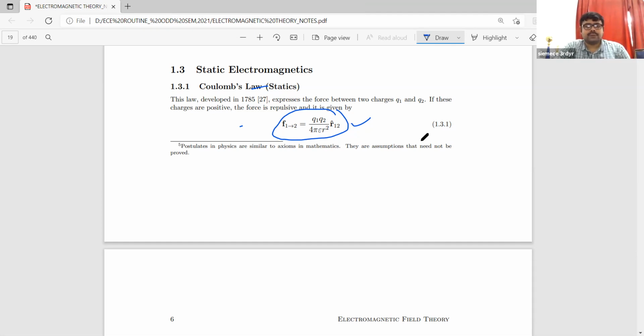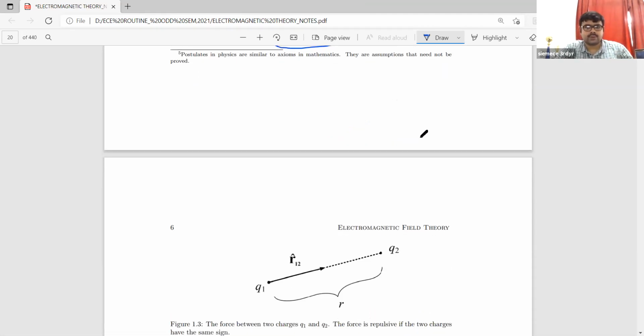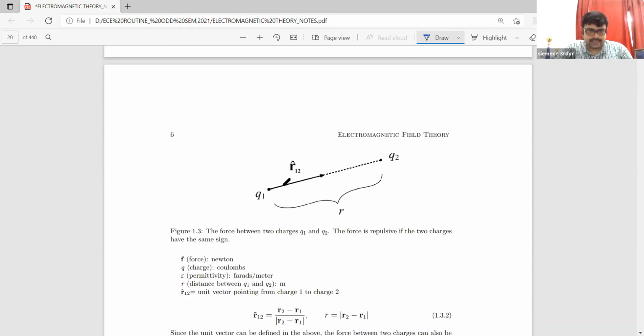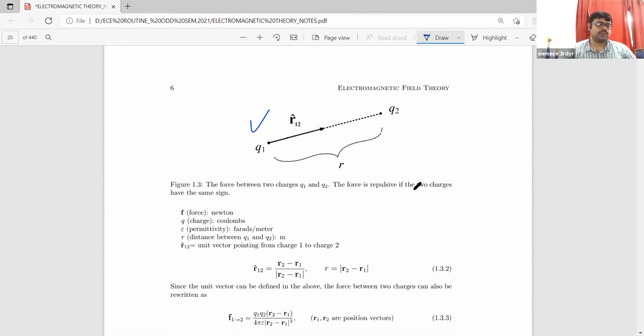So Q1 and Q2 are the different charges, divided by 4 pi epsilon r square. R is the distance between the charges. R12 cap is the unit vector, and the cap sign denotes that. So this is the figure. If you see Q1 and Q2, the two charges are there, with one notation mentioned here. In this figure, the force between the two charges Q1 and Q2 is repulsive if the two charges have the same sign. Obviously, if we think about the polarity of the charges, the nature of this will change.